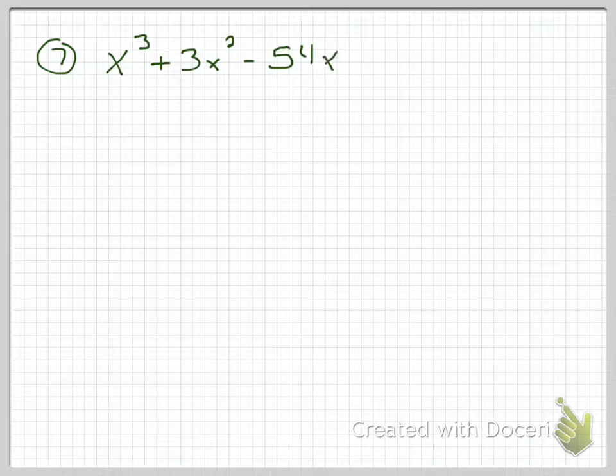Problem number 7. Problem 7. We've got x cubed plus 3x squared minus 54x. We check for a GCF, same thing we always do. Oh, yep, there is one. They all have an x in them. So we pull that x out.